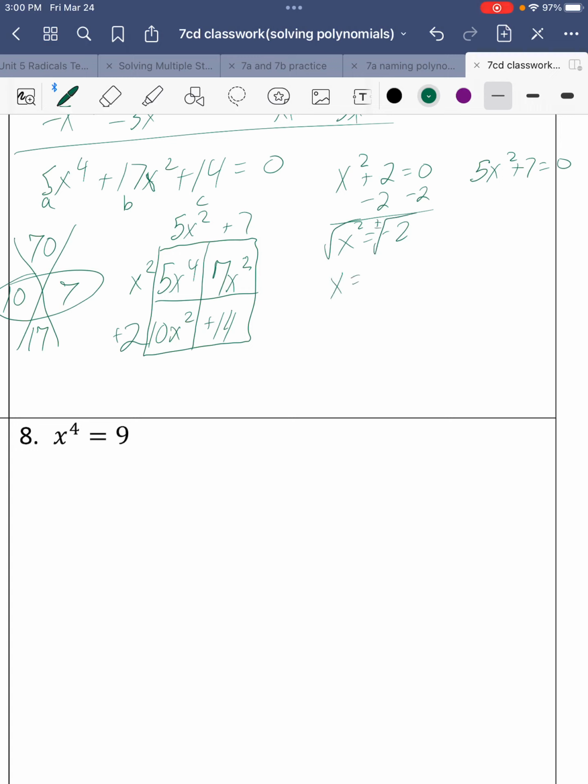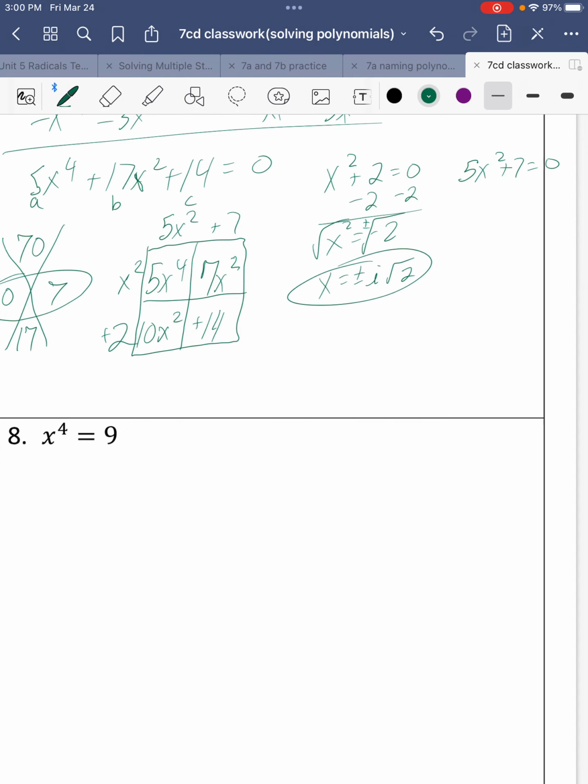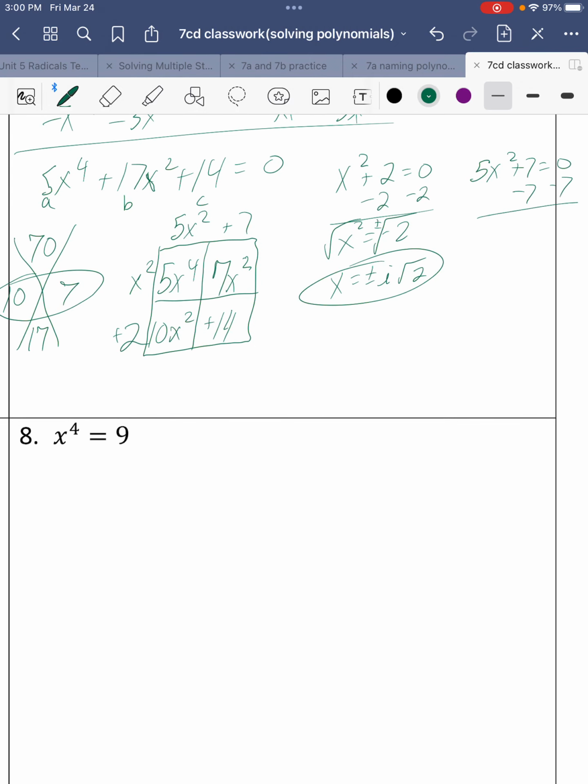Subtract 7. Square root, you're square rooting, so you have a positive negative. And you got 2 solutions there. We got the i. This is actually very similar to the last problem I worked out. When you square root, we have the square root of a negative. Square root of negative 7 is i square root of 7 over square root of 5.